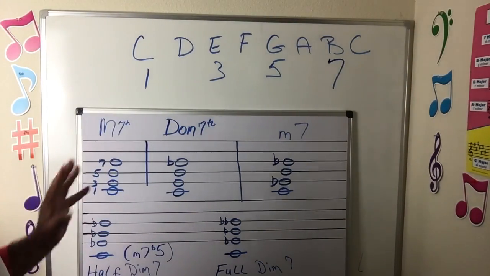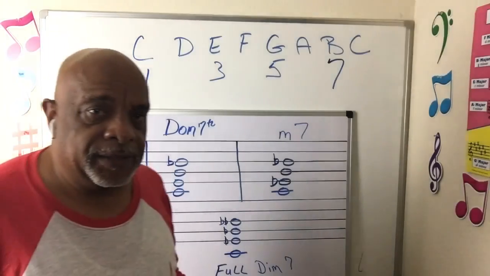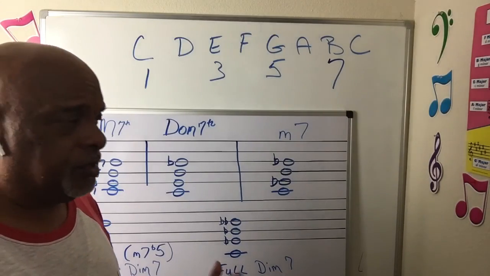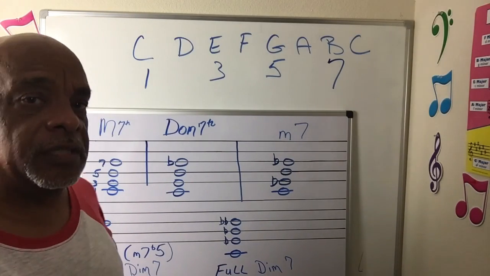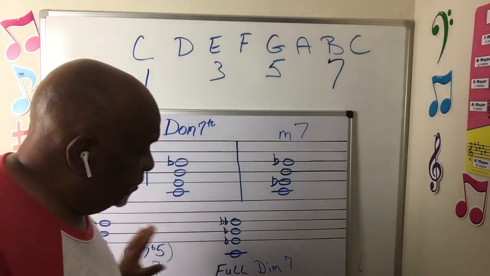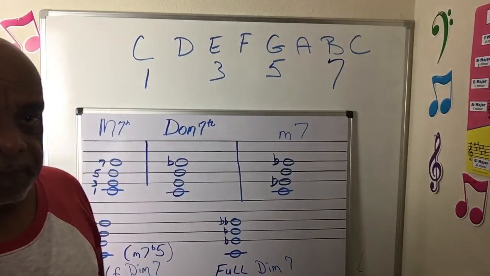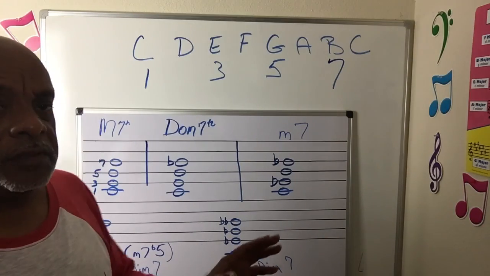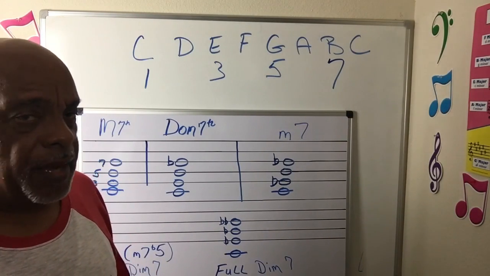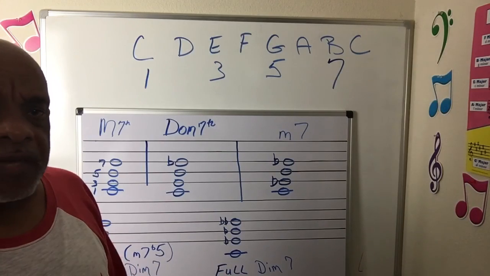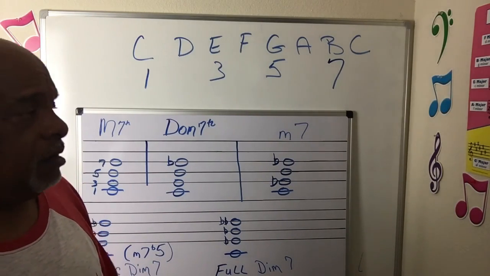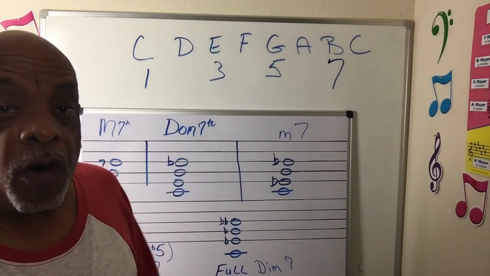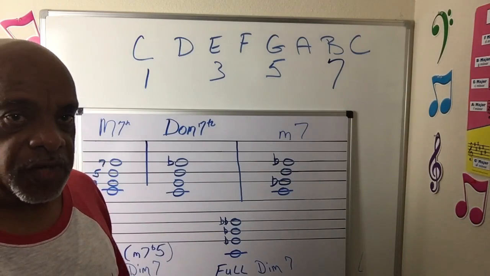Now, I don't want you to think that this is only for this key. One more time, and I know I keep repeating this, but I really want you to get this. These formulas are for all your major scales, all your major keys. It doesn't matter: E major, A flat major, G major. These formulas are for all major scales or keys.